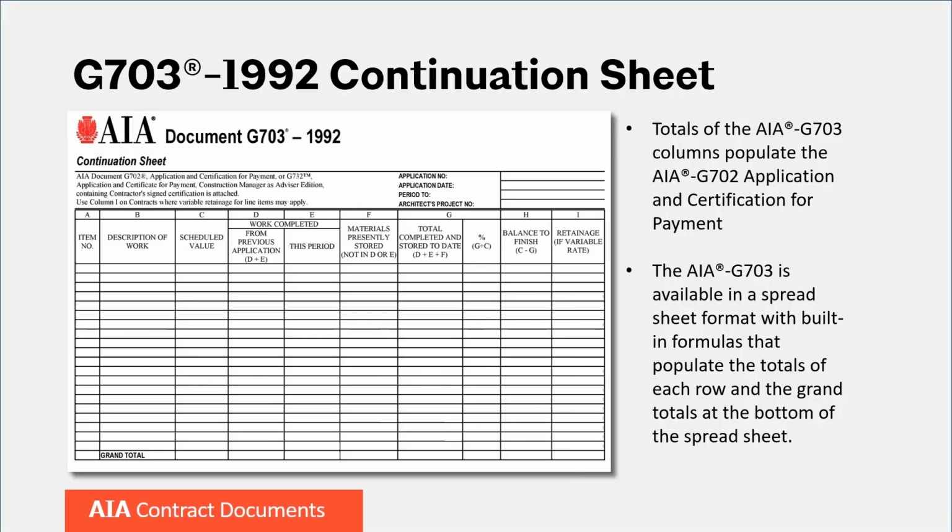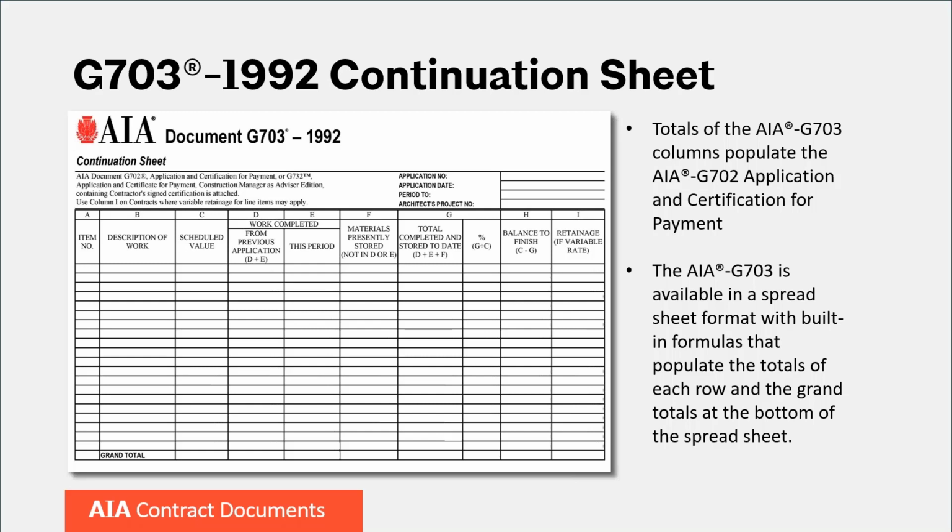The G703 continuation sheet provides the architect and the owner an overview and understanding of the status of completion of each cost item of the project. In this segment, we will review in detail the 10 columns of information for each cost item. The totals of certain columns of the G703 will then populate the G702 application.